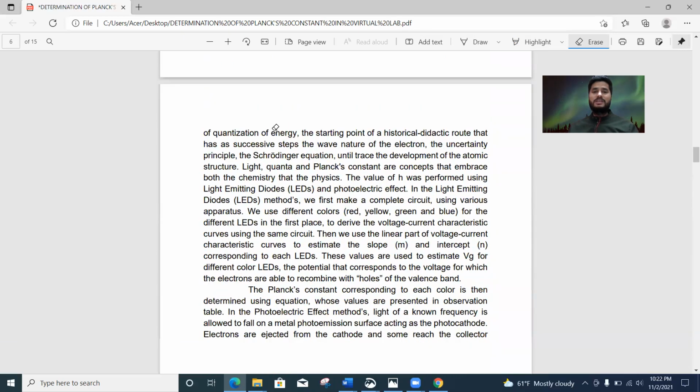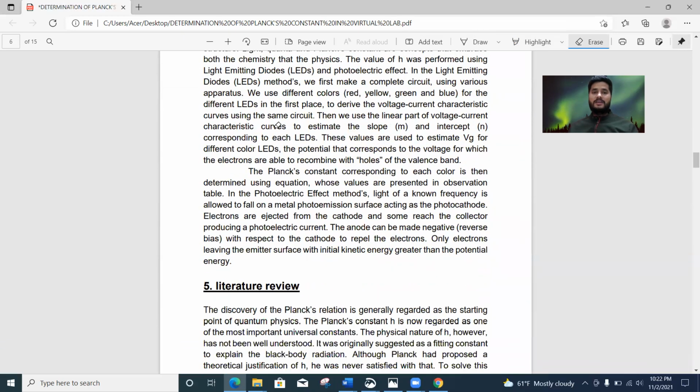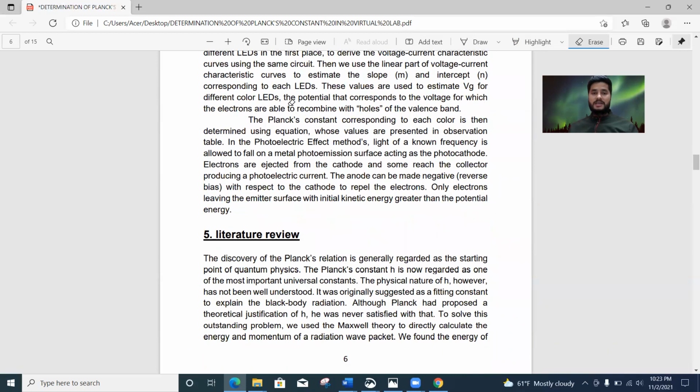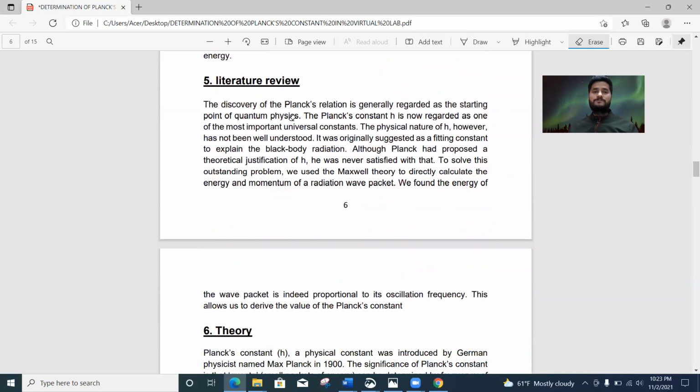There is a lot of introduction emphasized in this PDF, and there is also a literature review. The main literature review is that the discovery of Planck's relation is generally regarded as the starting point of quantum physics. Planck's constant h is now regarded as one of the most important universal constants, and the physical nature of h, however, has not been well understood.